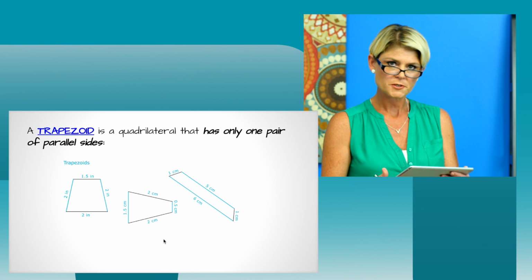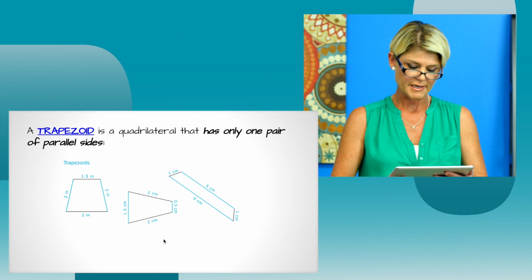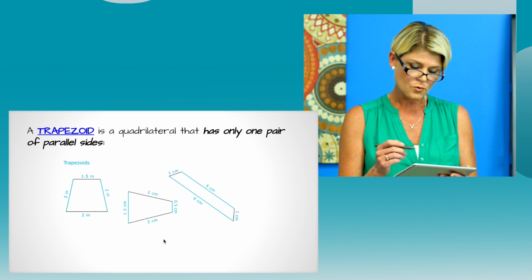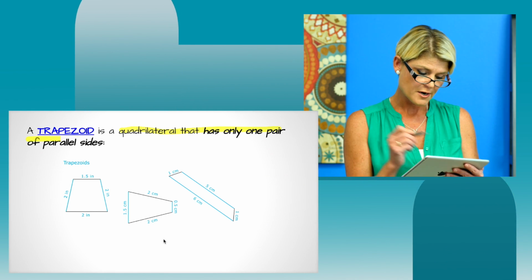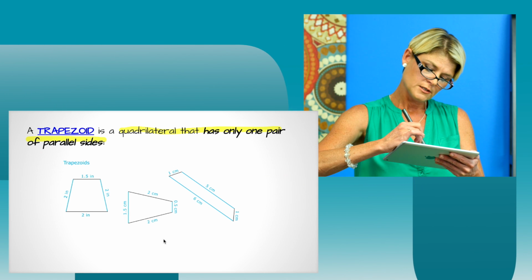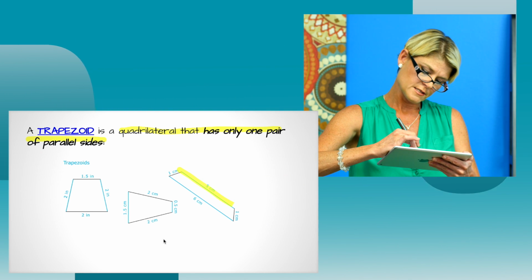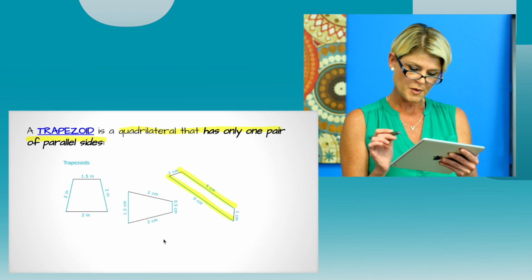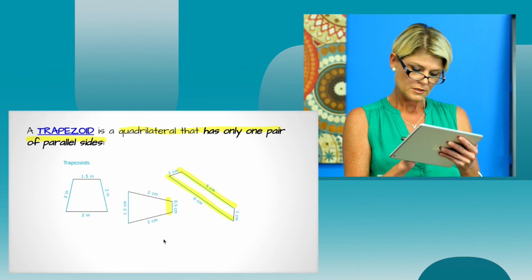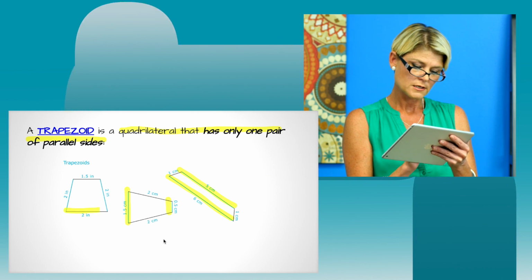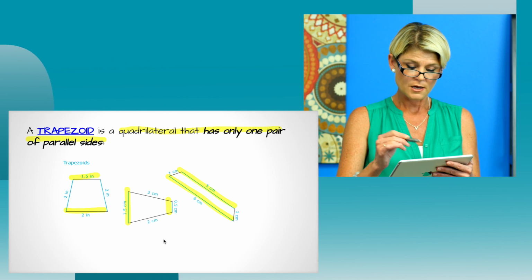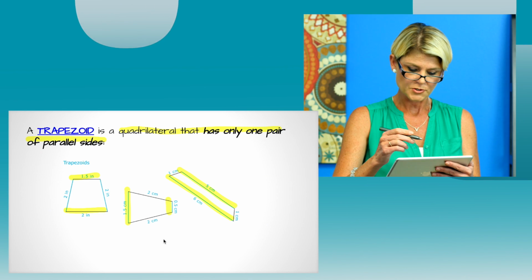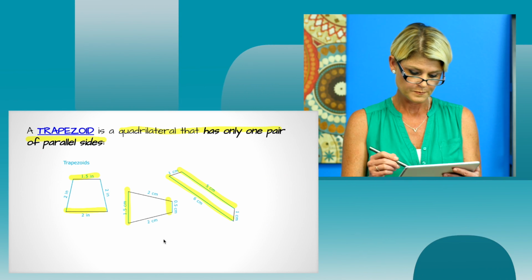Okay, now we were talking about that tricky trapezoid. So a trapezoid is a quadrilateral, but it only has 1 pair of parallel sides. Can you see where they are? So remember, parallel lines never cross. There's 2 parallel lines. But the other set of sides is not parallel.